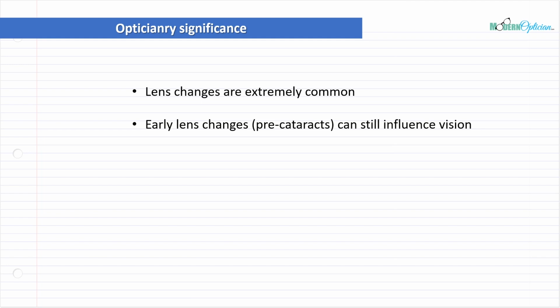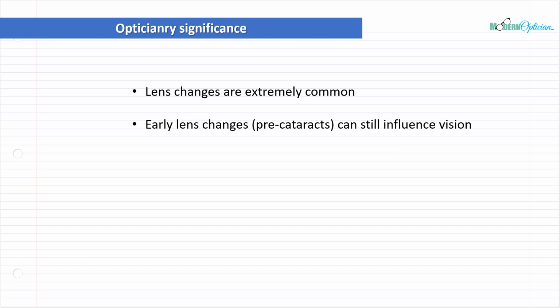Early lens change pre-cataracts can still have an influence on vision. So this is an important concept that I wish was communicated a little bit better during the eye exam. Cataracts are graded from 0 to 4, 4 being the most significant. Now, a grade 4 cataract means immediate need for extraction because it's affecting vision significantly. And as a matter of fact, it could be blinding the eye essentially.